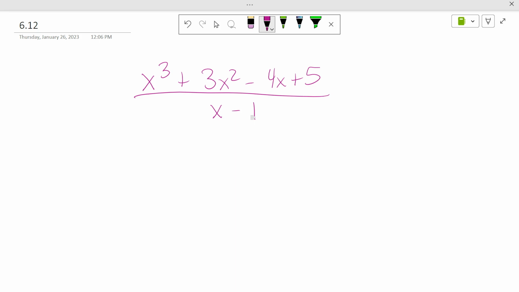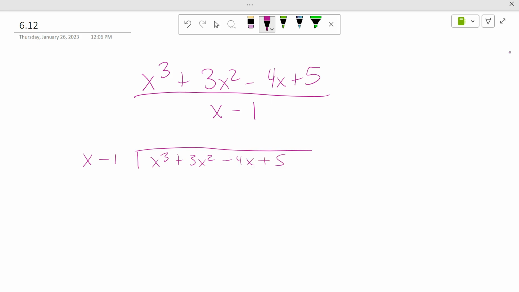How do we simplify that? Synthetic division would be awesome, but we're going to use long division because we're going to get more complicated in the denominator than just this. So x minus 1 goes on the outside. x cubed plus 3x squared minus 4x plus 5 goes on the inside.